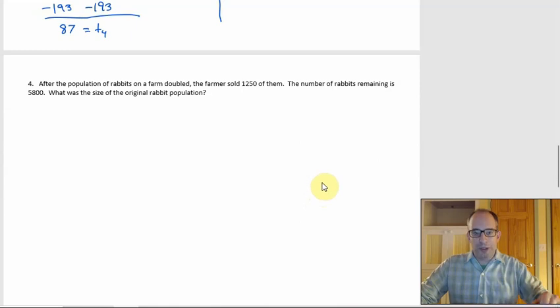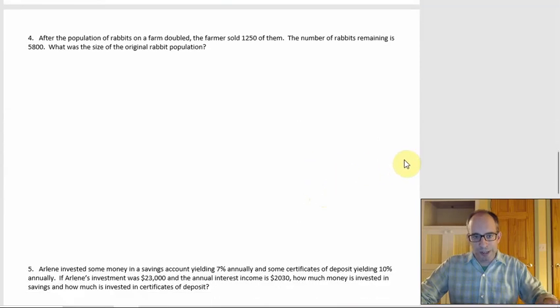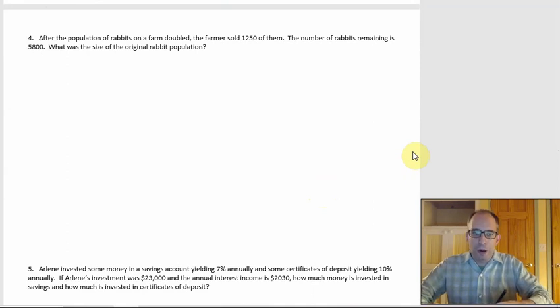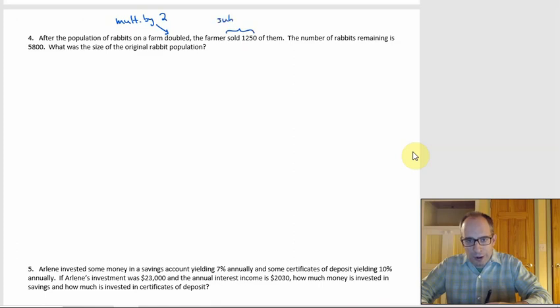Number 4, this one is also a direct translation, but it's a little bit different, I guess. But here we go with the doubled again, right? So just like before, doubled means multiply by 2. And then when the farmer sold 1,250, that right there is where we're going to subtract.